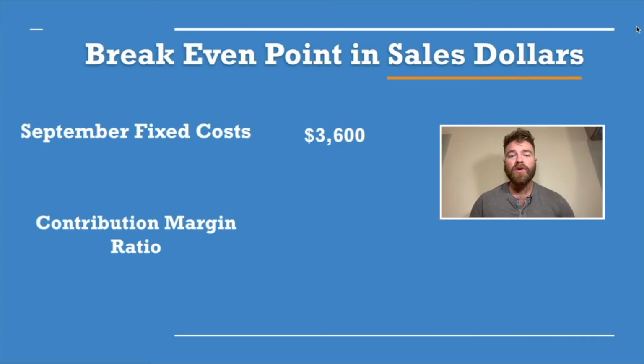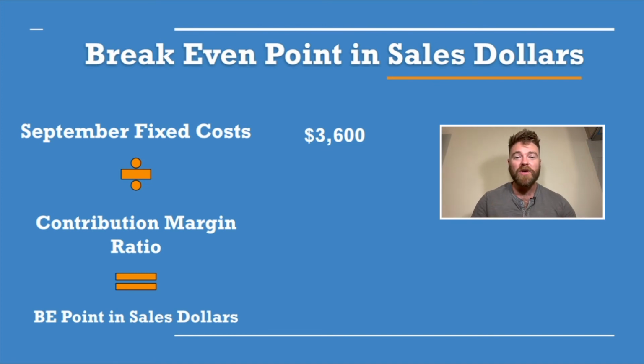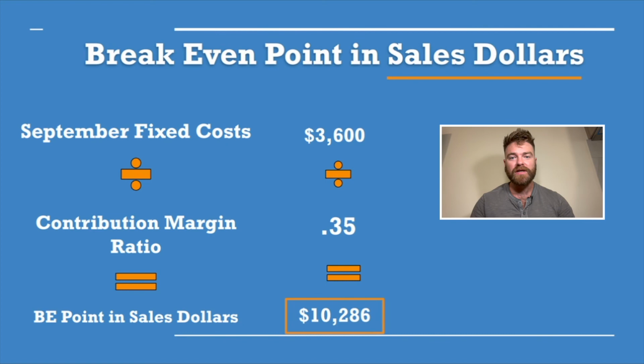Jumping back into the problem to get our break-even point in sales dollars. We take our fixed costs and divide it by our contribution margin ratio, as this equals our break-even point in sales dollars. So 3,600 divided by 0.35, and we get $10,286 in sales that are needed to cover all of their costs.